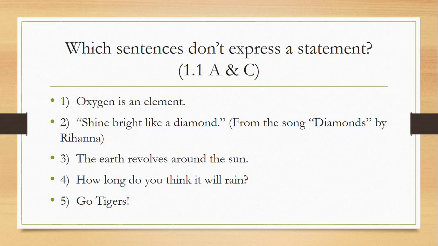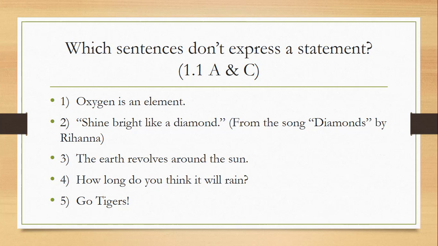Third, the earth revolves around the sun. This does express a statement. The earth revolves around the sun is capable of being true or false. Fourth, how long do you think it will rain? Well, it's a question, right? So in and of itself, it is not a statement.